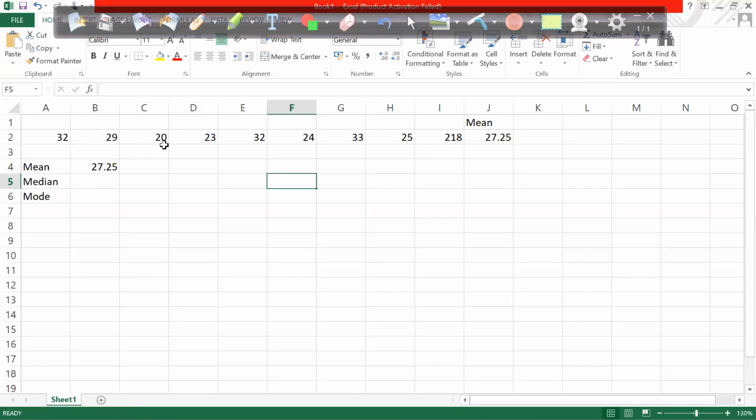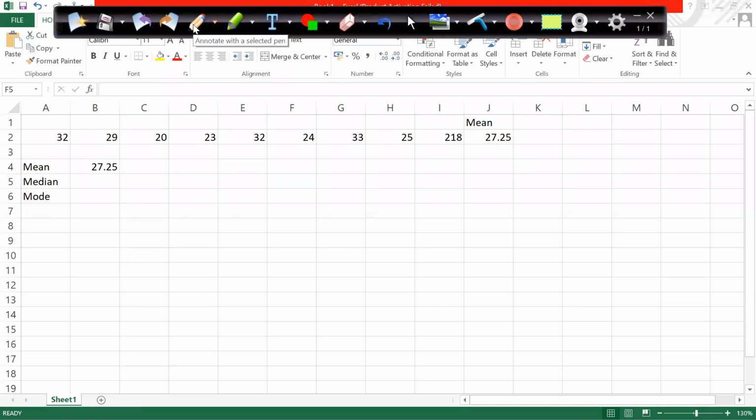Now, how to sort the data? Maybe it can be ascending order, or it can be descending order, right? So if you see the data here, 20 is the minimum value, so I'll go with the ascending order. So 20 is my first value. Then this is my second value, 23. Then 24 is the third value. 25 is the fourth value, right? Then 29 is the fifth value. Then we have 32 two times, so this is my sixth value, seventh value, and the eighth value, right? These are the sequences.